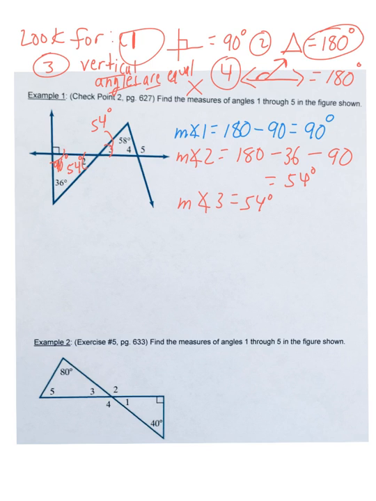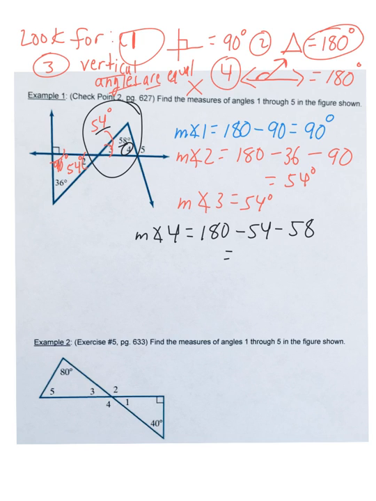And now that I know angle 3 is 54 degrees, I have 2 out of the 3 angles of the other triangle. So I have enough information to figure out the measure of angle 4. I do 180 to represent the entire triangle, and I subtract the 2 angles I have in that triangle. So I would subtract the 54 degrees, and I would subtract the 58 degrees. So 180 minus 54 minus 58 means the measure of angle 4 is 68 degrees.